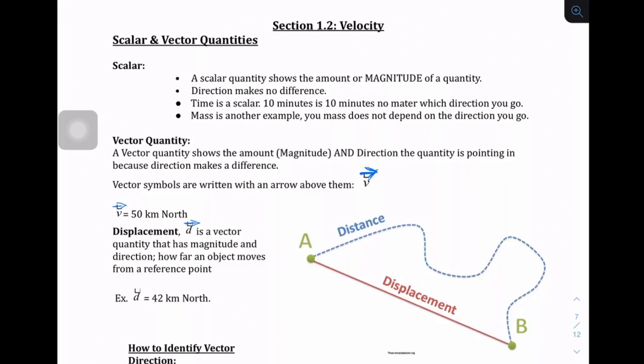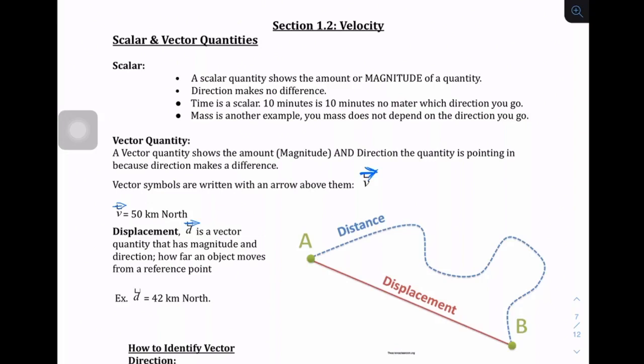Vector quantities show the magnitude and direction of the quantity. Vector quantities are written with an arrow above them. You'll notice in your notes it's just a sideways L. Difficult to get a little arrow to put above text. So one way we might see this described is 50 kilometers north.